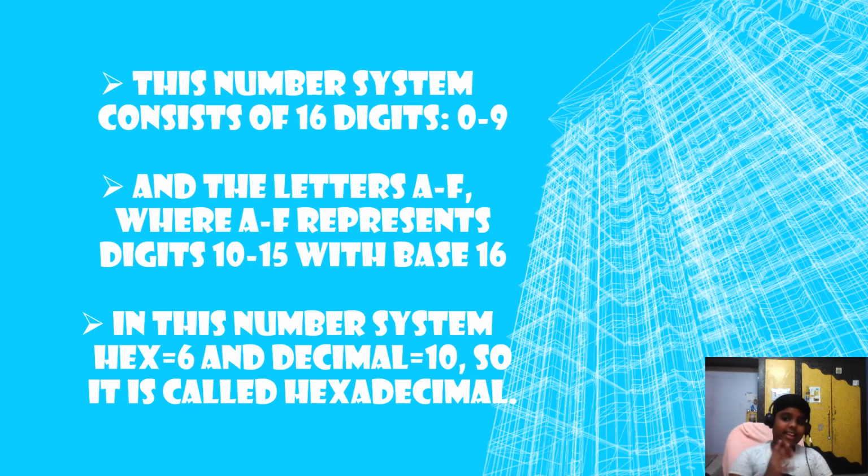I said that in the starting, I just gave a clue kind of. Hex and decimal. So hex means 6 and decimal means 10. So 6 plus 10, 16. Hexadecimal. Right? It's a nice name.